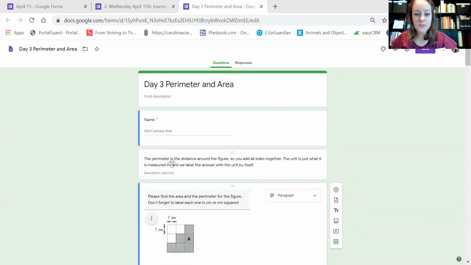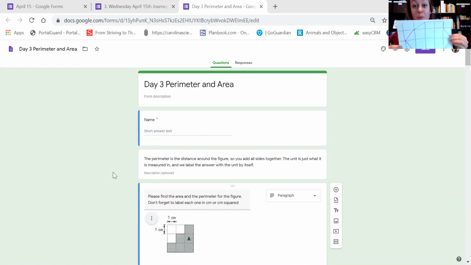You'll see this notice right here that says the perimeter is the distance around the figure. So you add all sides together. The unit is just what it is measured in, and we label the answer with the unit by itself. Okay, so that might be confusing, so let me explain.